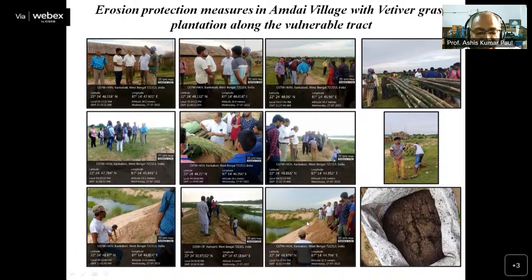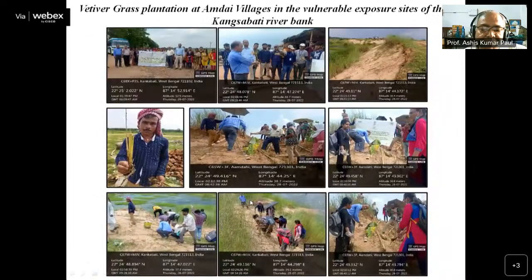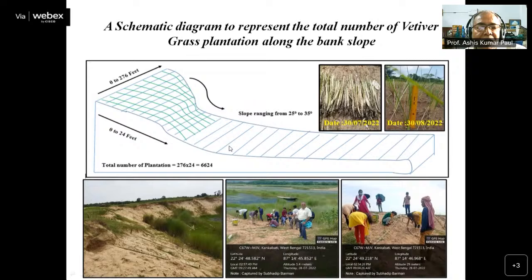You just look how the students and the villagers were so involved in this type of workshop and the field implementation program with the bioengineering measures. You can see from the different scenes how our Professor Chandan Ghosh is demonstrating the total objectives and the methods of the bioengineering measures, and how people are also involved directly in the plantation methods of the vetiver grasses in our selected sites. And here I have represented a schematic diagram.